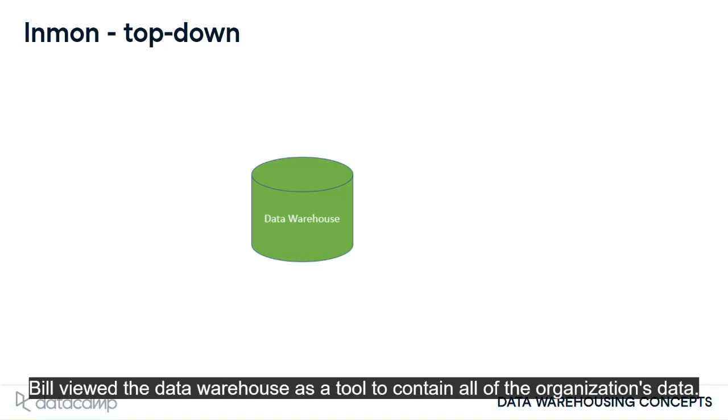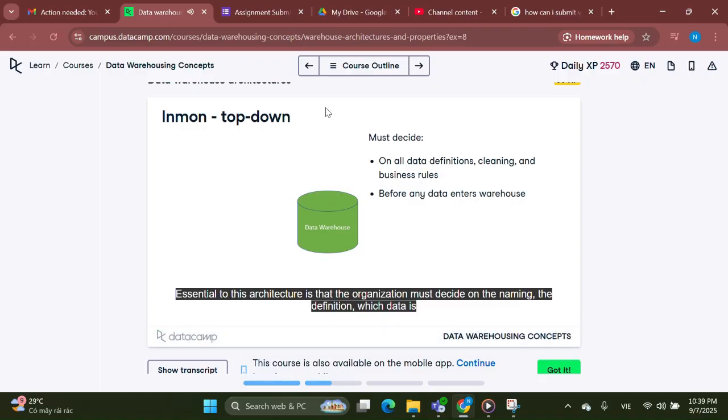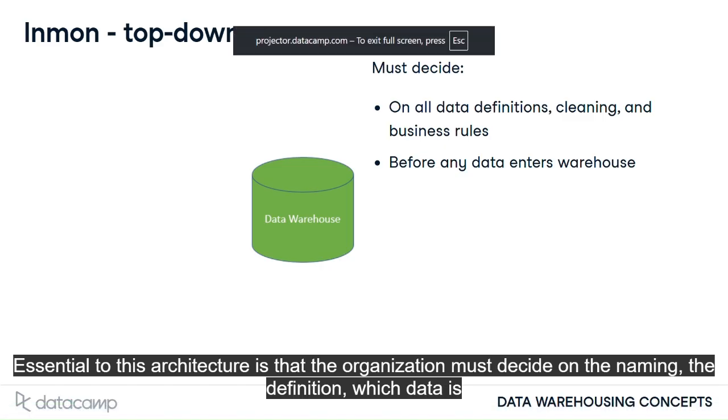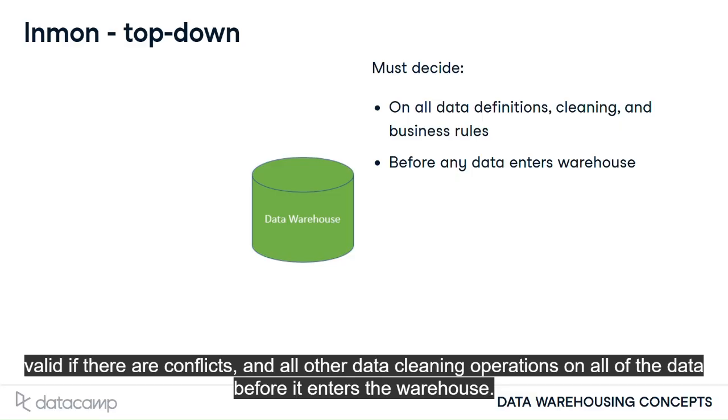Bill viewed the data warehouse as a tool to contain all of the organization's data. Essential to this architecture is that the organization must decide on the naming, the definition, which data is valid if there are conflicts, and all other data cleaning operations on all of the data before it enters the warehouse.